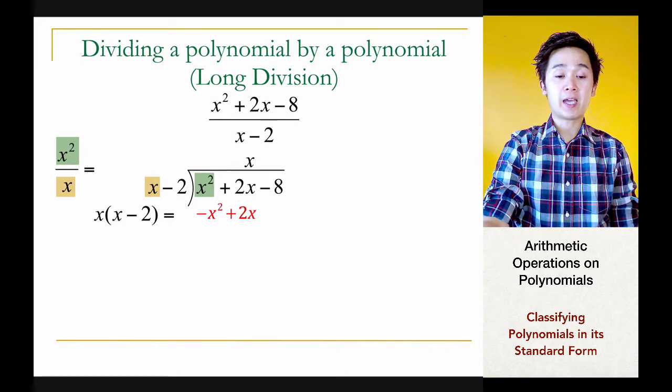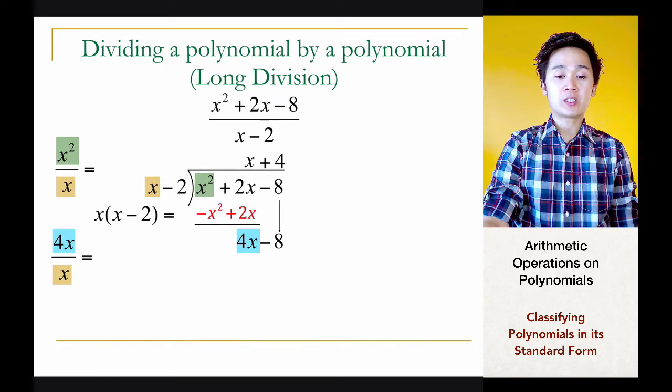And by combining like terms, we can cancel out x squared and negative x squared because they are a zero pair. And 2x plus 2x will turn into 4x. And then we can now bring down negative 8 in the second stage of our long division. Now we're just going to repeat the steps that we did and divide 4x by x. And 4x divided by x is simply 4, and we'll have x plus 4 in our quotient.